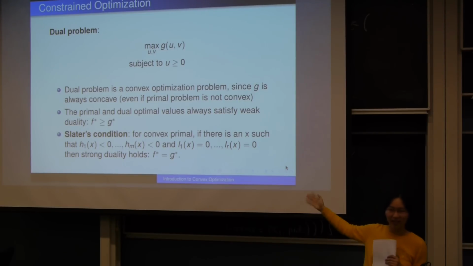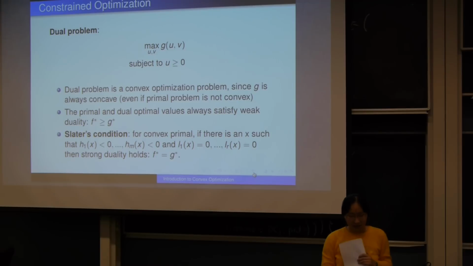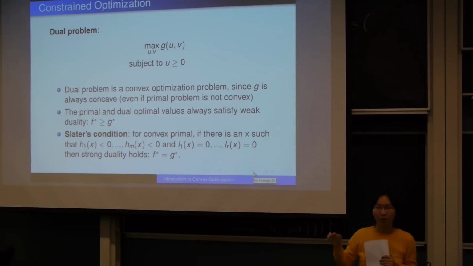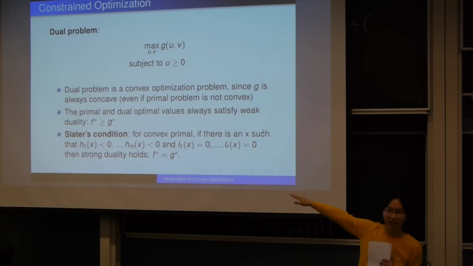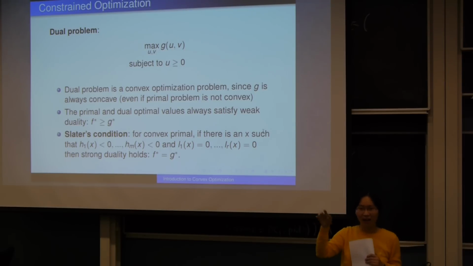So here is a nice conclusion. Slater's condition says if the primal is a convex problem, and if there is an x which strictly satisfies these inequality conditions and the equality conditions, then strong duality holds. Strong duality holds means that the primal optimal value is equal to the dual optimal value.